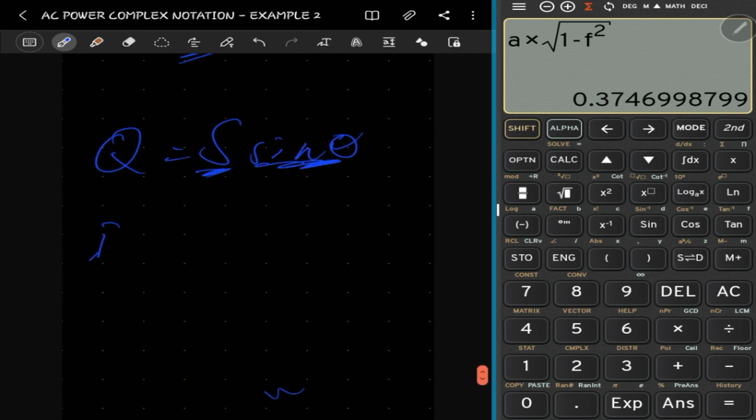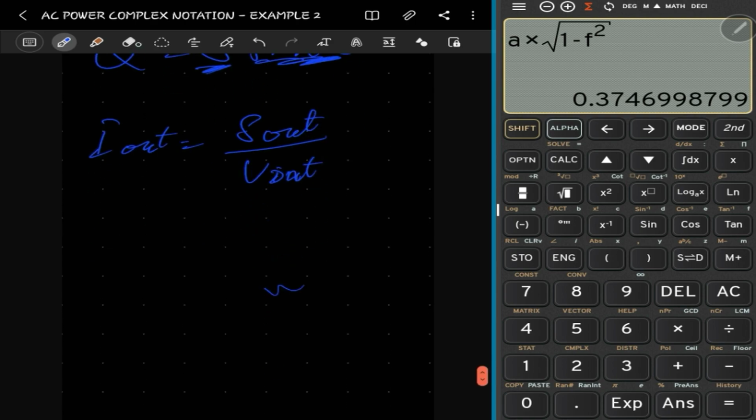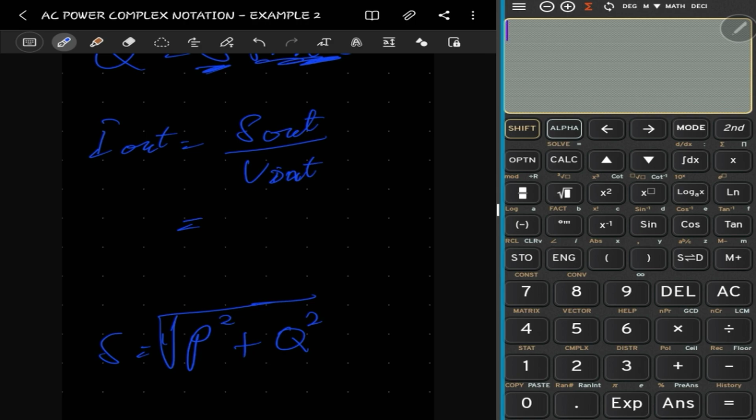So current output is equal to S output over V in. We say it's the same as the V out. So let's just write it out. Do we have everything we need? Yes. And we said that S is equal to the square root of P squared plus Q squared. We know V already. Here I'm just using the formula straightforwardly. If you know it, just go straight for it.